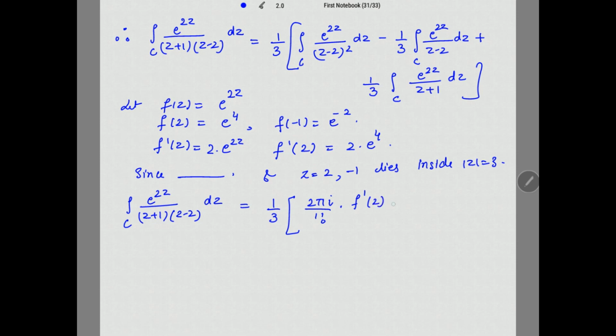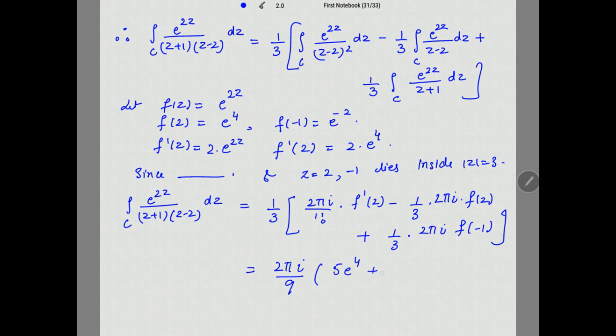Okay, now the turn for the Cauchy's integral formula with denominator power 1, which is 2 pi i and f(2). Then plus 1/3, 2 pi i and f(minus 1). Right? So the final answer will be, if you calculate, 2 pi i over 9 times (5 e^4 plus e^(minus 2)).